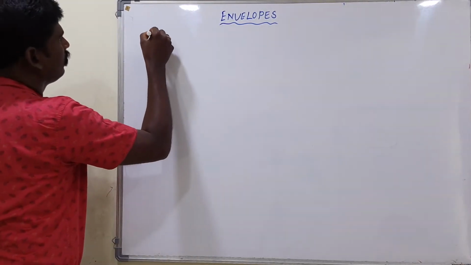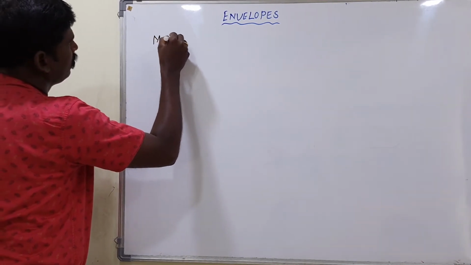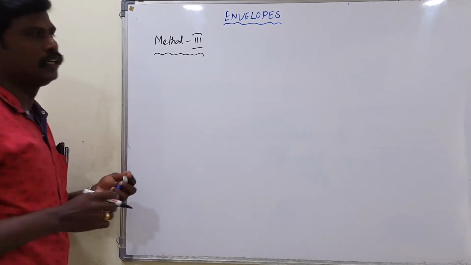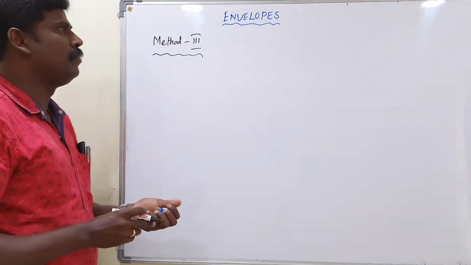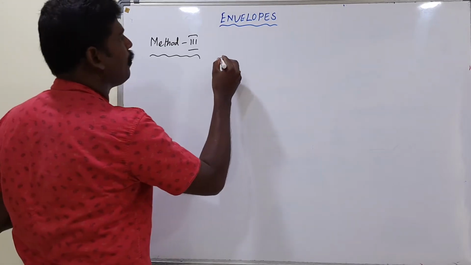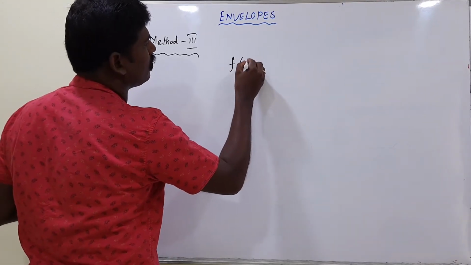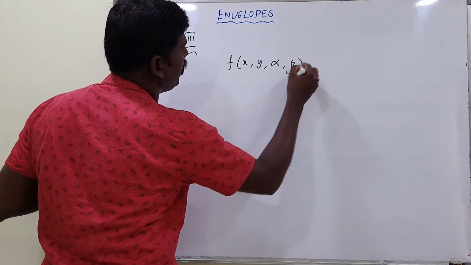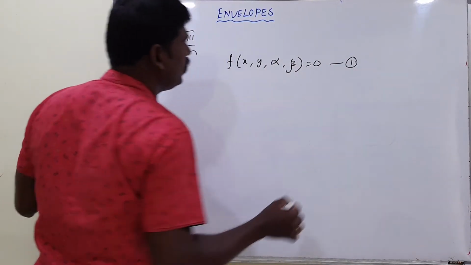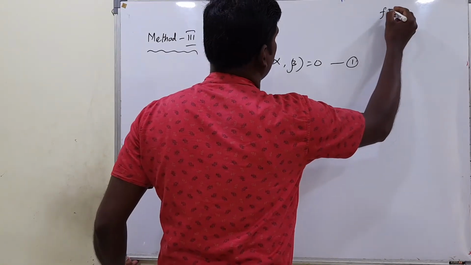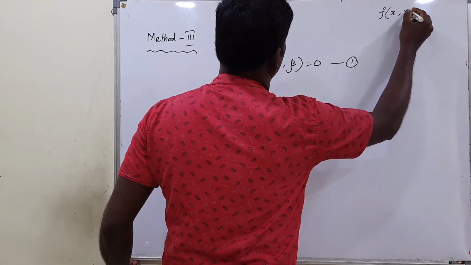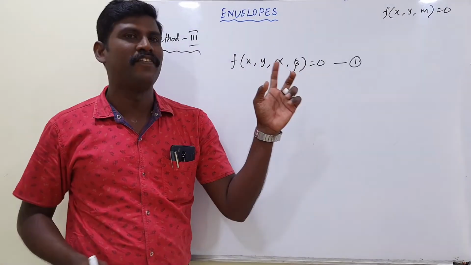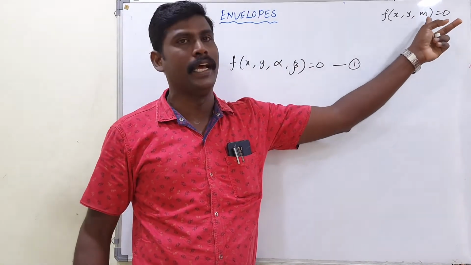Method 3. Third method to find the envelope of the given family of curves. Suppose the given family of curves is in the form f(x, y, α, β) equal to 0, right? What is the difference from the first two methods, f(x, y, m) equal to 0, isn't it? In the first two methods, the given family of curves has only one parameter, isn't it?